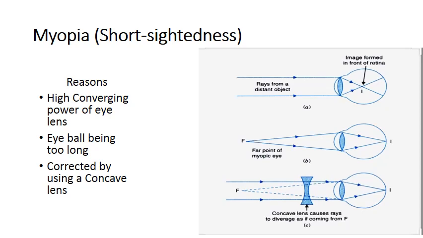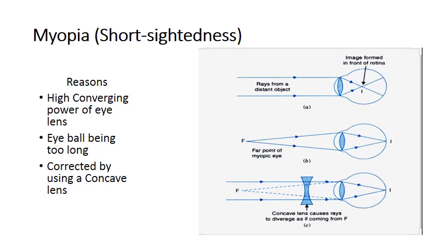So in simple terms, in a myopic eye, or in myopia, that is short sightedness, an eye is able to see nearby objects clearly, but it is not able to see far off objects clearly or distinctly. The two possible reasons are high converging power of the eye lens, or the eyeball being too long. But most probably the reason that exists is the high converging power of the eye lens. That is caused by the ciliary muscles that have lost their tendency to adjust the focal length of the lens, and as a result, to correct it, we put a concave lens of particular focal length according to the degree of defect.